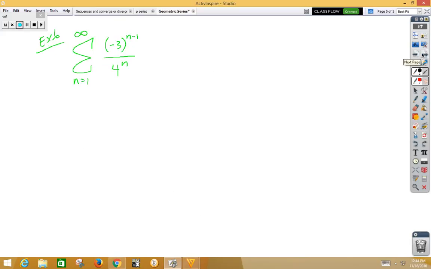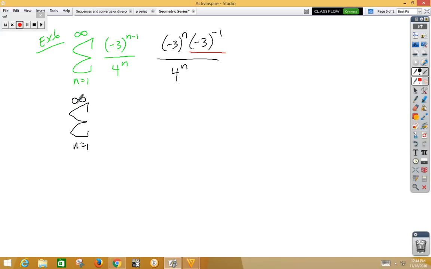Let's go ahead and do one more problem. So in this one, again on the top we can clean that up as negative 3 to the n times negative 3 to the negative 1 power over 4 to the n. Now this negative 3 to the negative 1 power would go to the bottom of a fraction, so we could rewrite this as n is 1 to infinity of 1/3. On the inside we've got negative 3 over 4 to the n, so we were allowed to pull that n out. r is negative 3/4.